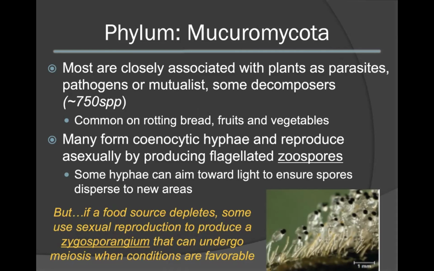They can also reproduce asexually by producing flagellated zoospores. Some hyphae can actually aim towards the light to ensure that spores disperse into new areas. However, if a food source becomes depleted, some can use sexual reproduction to also form a zygosporangium. This can undergo meiosis when conditions return favorable.